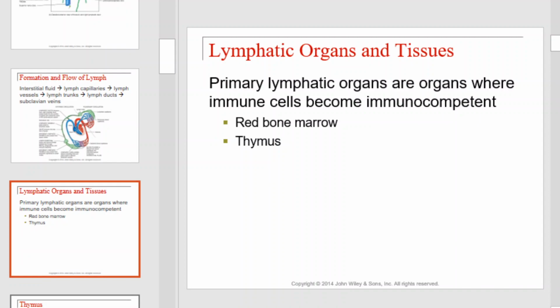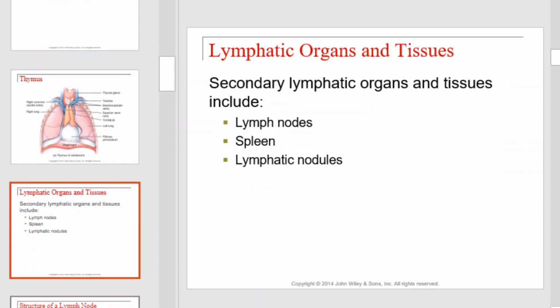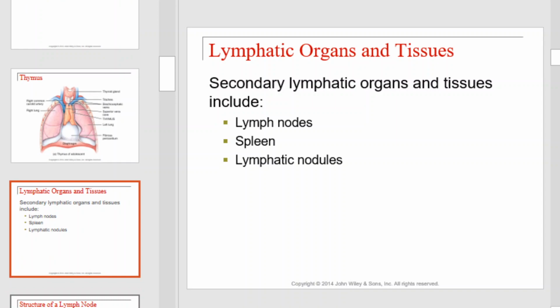Lymph organs and tissues. Primary lymphatic organs are organs where immune cells become immunocompetent. They include the red bone marrow and the thymus. This is an illustration indicating the proper location of the thymus. Secondary lymphatic organs and tissues include lymph nodes, the spleen, and lymphatic nodules.